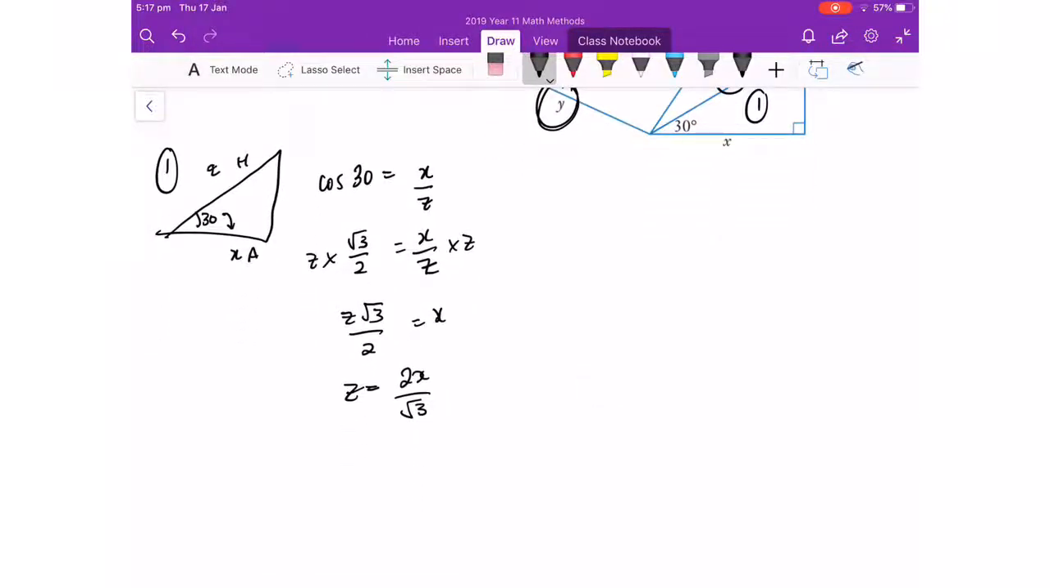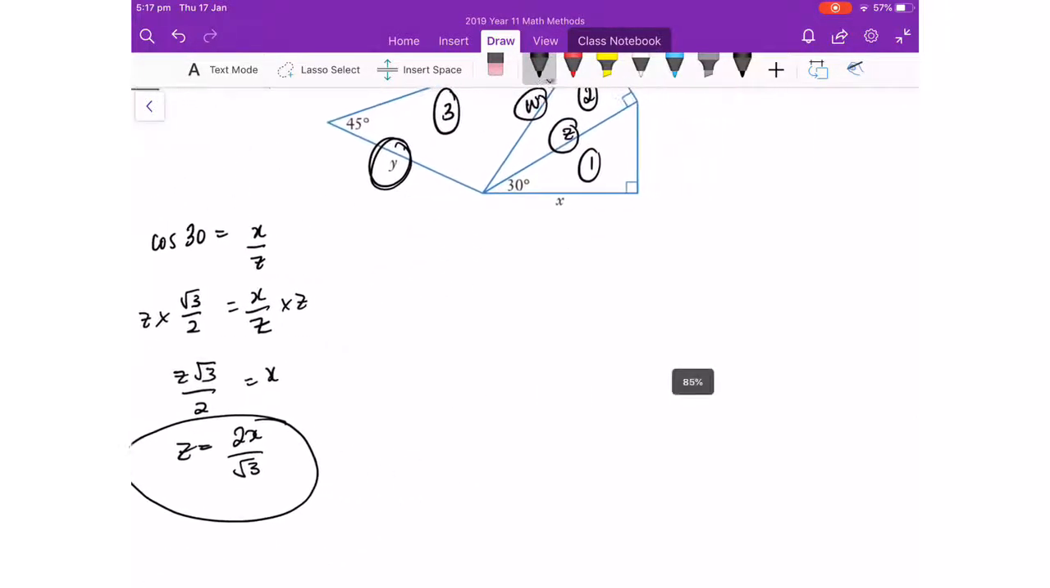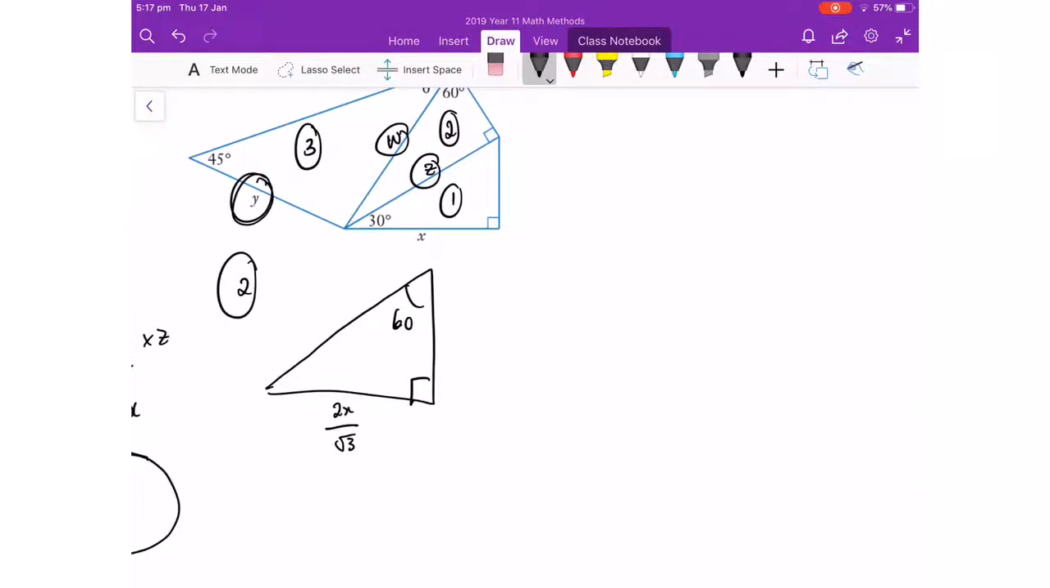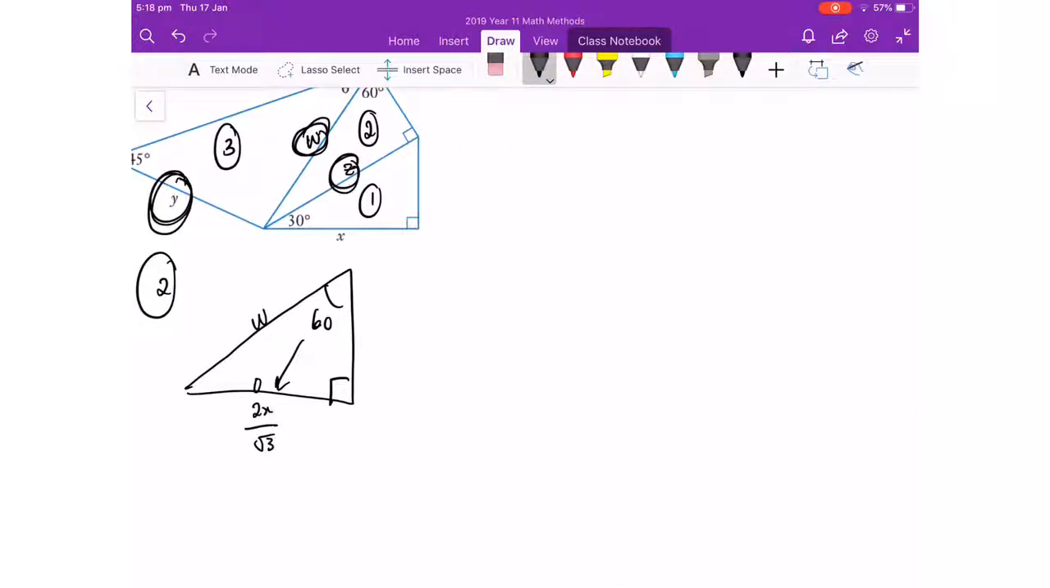So from there, now I'm going to actually use this value in my second triangle. So my second triangle now, I've got this right angle, this is 60. I now know my Z is 2x on root 3. So I'm going to have my opposite, and I need to find my W here. So again, because we found Z, we can find W, which can help us find Y. So let's do it. I'm going to use sine 60 is equal to my opposite, which is 2x over root 3. There we go.